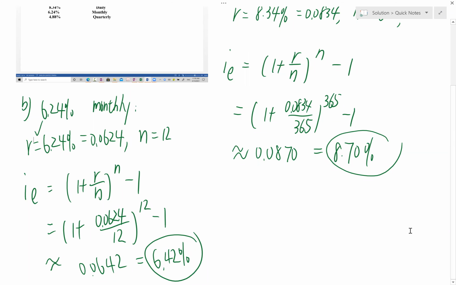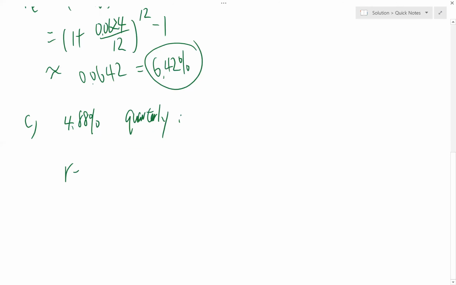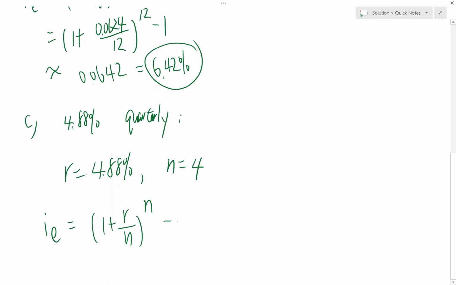And part C, we have 4.88% compounding quarterly. The rate is 4.88%. Quarterly meaning n equal to 4, 4 quarters in a given year. So now the effective interest rate is 1 plus r over n raised to the n power, minus 1.